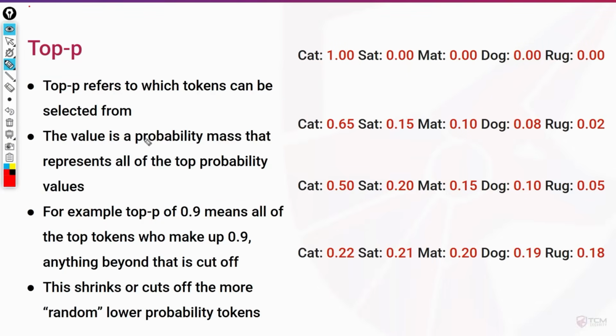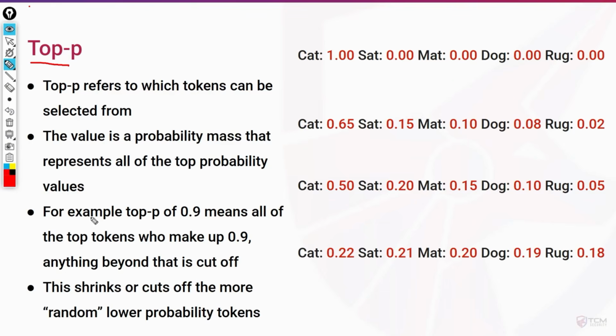So the next parameter that we're going to talk about, which works in conjunction with the temperature, is top P. Top P refers to which tokens can actually be selected from. After the probability is taken, the model uses statistics, almost like rolling a dice, to pick the next token. Top P sets which tokens are available to be selected from, and the value for top P is a probability mass that represents all of the top probability values.